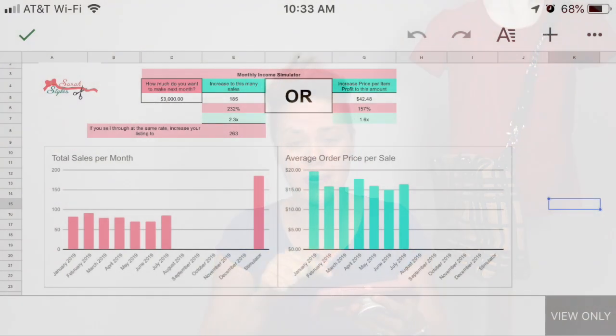So like I said, you have two variables, your average price per item and your total sold. And the simulator is going to help you figure out where you need to go. We figured out where you were, and now we're figuring out where you want to go. And this will help you break it down. Because if you're just like, I want to sell more, it gets overwhelming. You don't know how to do it. You don't know what more means. This breaks it down, and it gives you a number to reach for.